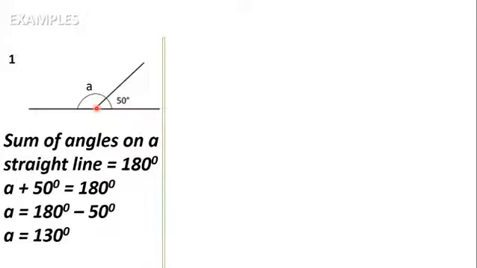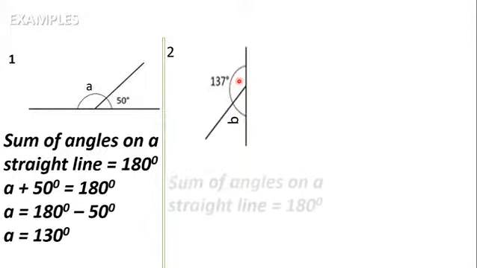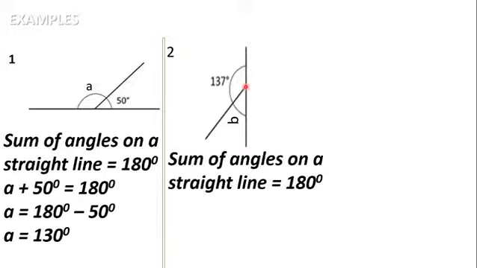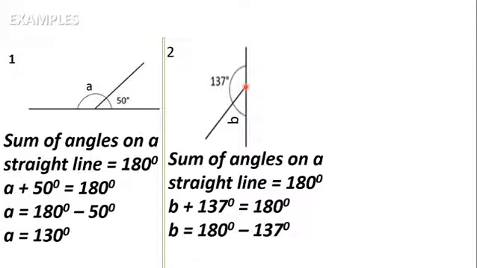130 degrees. You got that perfectly, right? Now let's look at another one. We have these other angles that are formed on a straight line. The slanting line divides it into two. You have B and 137. Of course, we follow the same procedure. Sum of angles on a straight line is 180 degrees, and that vertical line is obviously a straight line. So it means that if I had B and 137 degrees, I'll get 180 degrees. B would be equal to 180 minus 137, and that will give me 43 degrees.